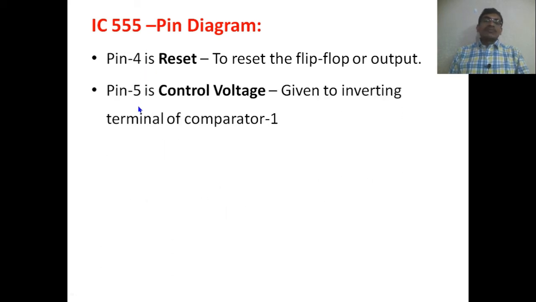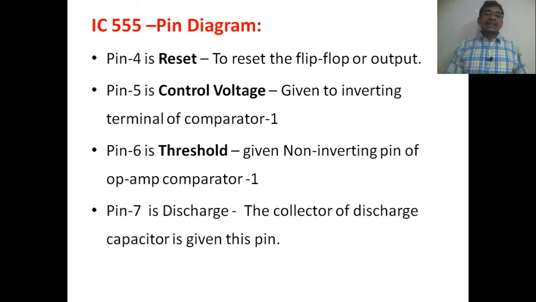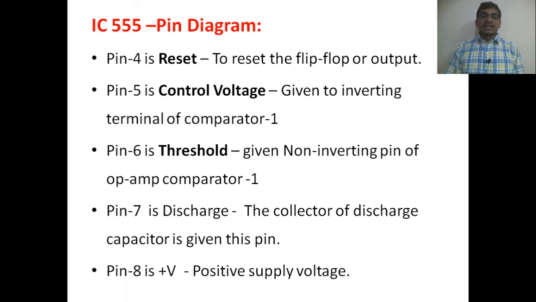and pin number 5 is the control voltage, given to the inverting terminal of comparator 1, which is inside the IC. Pin number 6 is called the threshold, given to the non-inverting pin of op-amp comparator 1, and the 7th pin is called the discharge pin. The collector to discharge the capacitor is given this path, and the 8th pin is the supply voltage, which is the positive power supply.